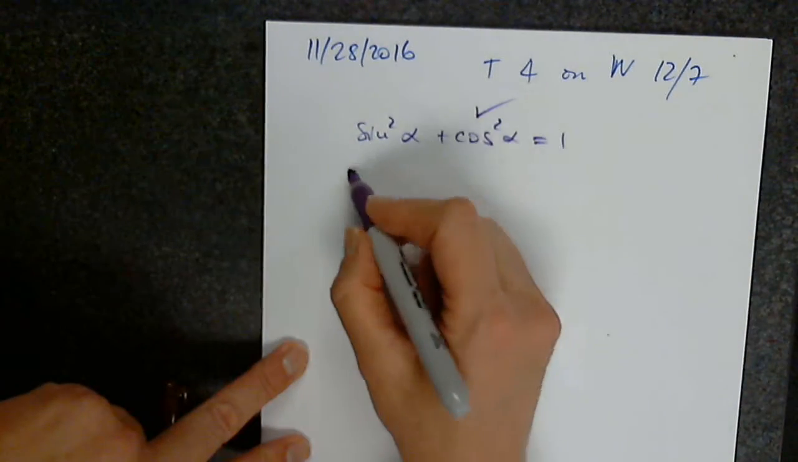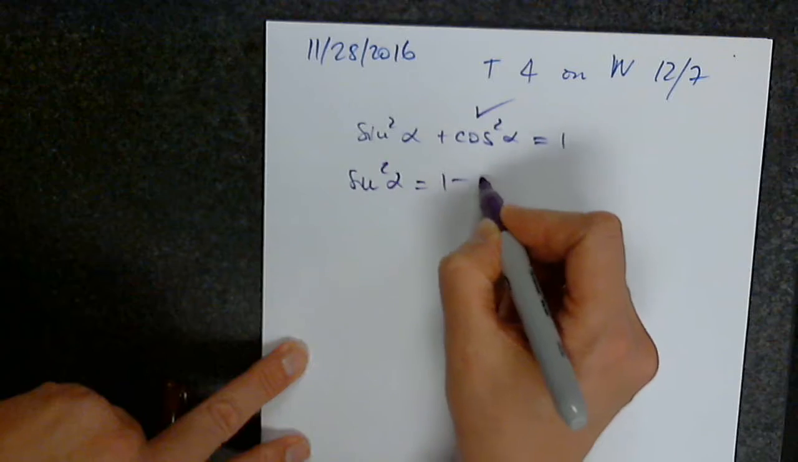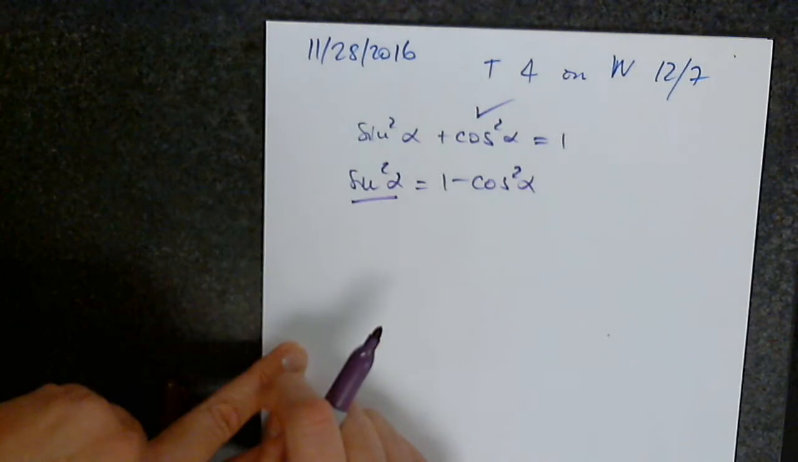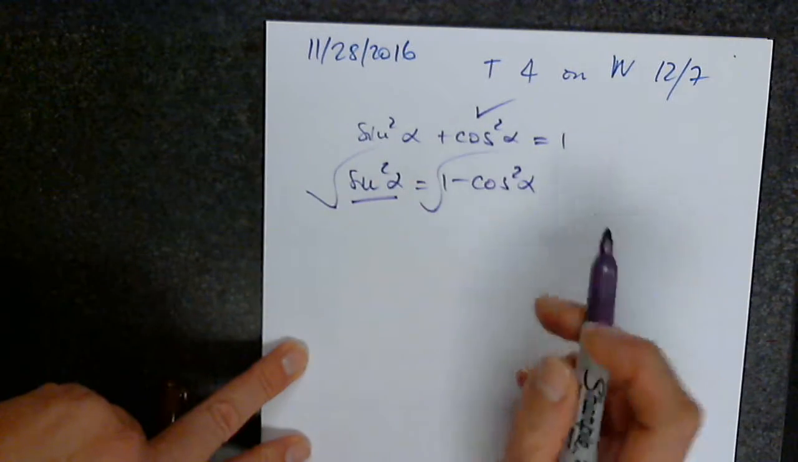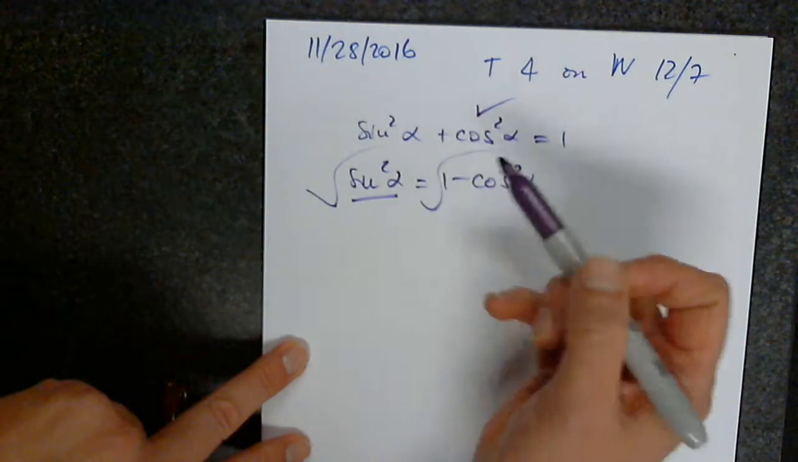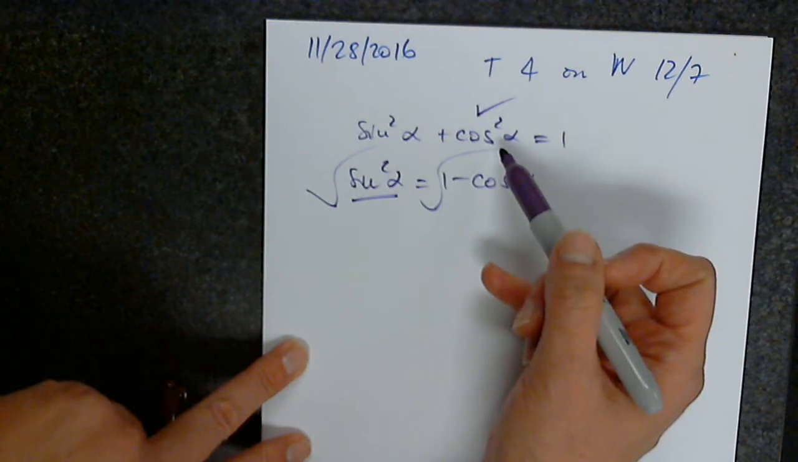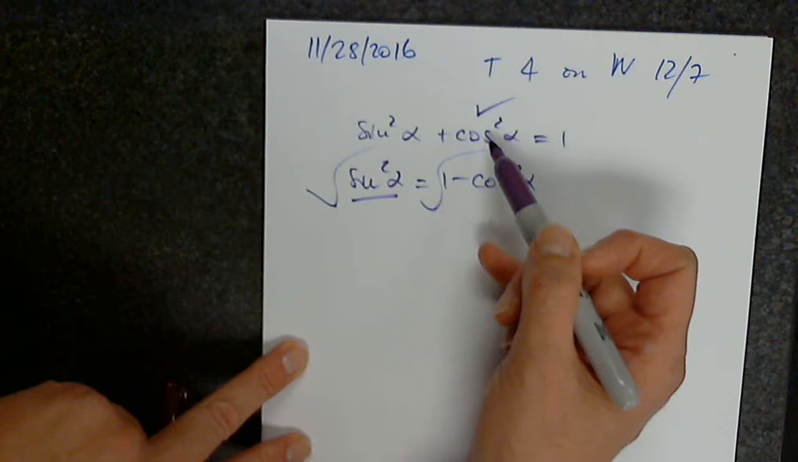Depending on what you're given. If I'm given this, then I have sine squared alpha equals 1 minus cosine squared to determine this. And then I'll take the square root. If I'm given this, then I will subtract it to get cosine squared.